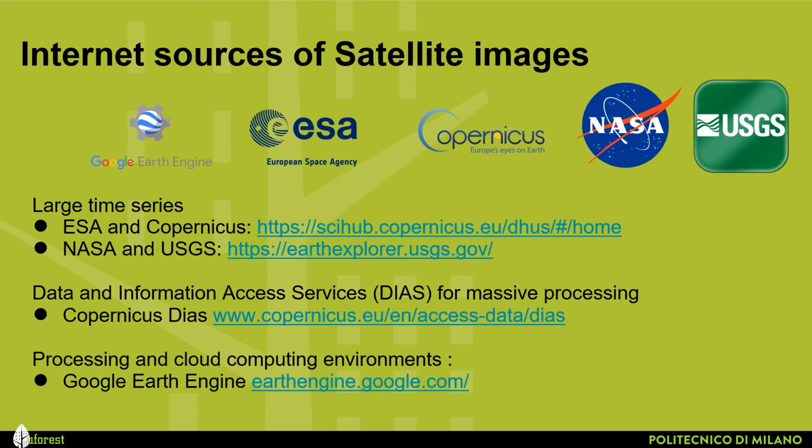Currently, most satellite images are available and free in Internet resources. Large time series of remote sensing images can be visualized and combined in map viewers, many of them with low-load services. For massive processing, some public agencies provide data and information access services, the so-called DIAS, for example, of Copernicus in the European Space Agency. In addition, private initiatives provide processing and cloud computing environments such as Google Earth Engine.